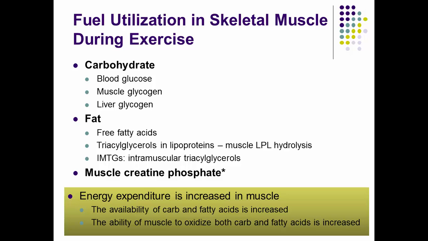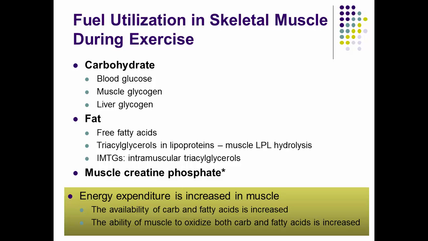And fuel utilization by muscle during exercise. During exercise, muscle can utilize multiple energy fuels, including carbohydrate, fat, and creatine phosphate, right? The sources of glucose or fat are also a little bit different. In addition to blood-borne glucose or fatty acids, muscle can also utilize muscle glycogen, which is a very important source of glucose for muscle during exercise.